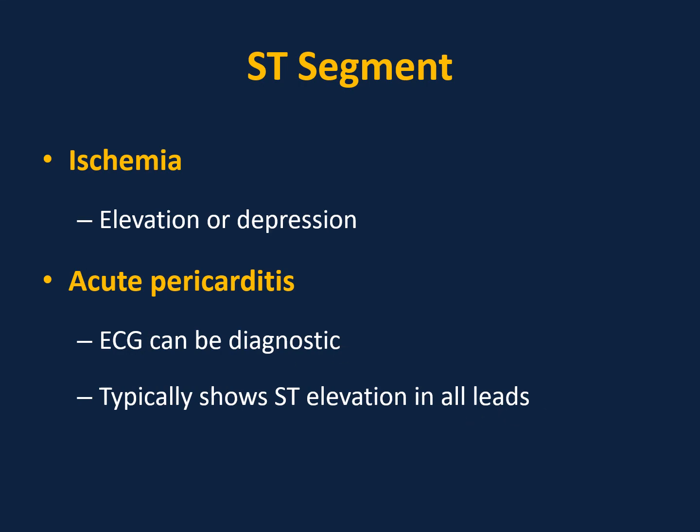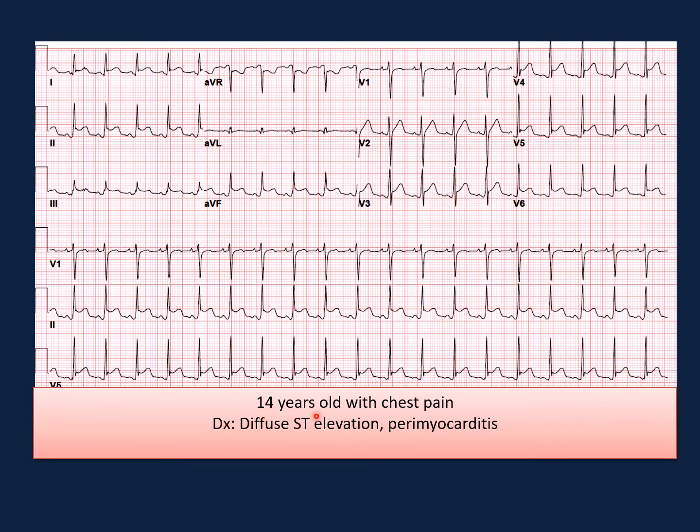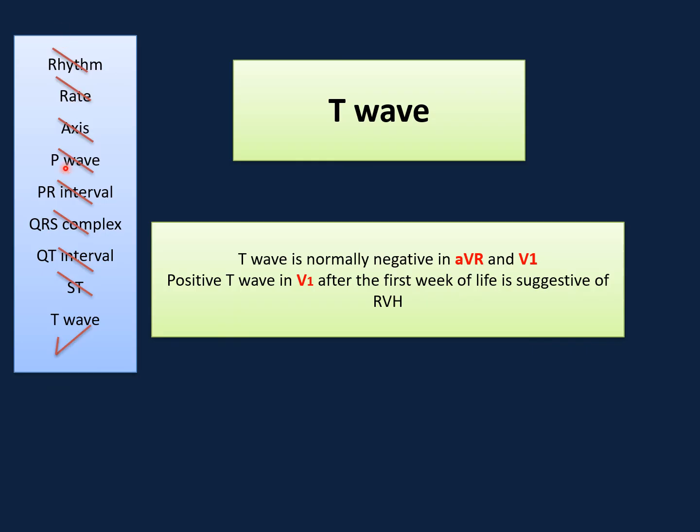This is diagnostic. This is an ECG for a 14 years old with a chest pain. If you look at the ST segment here, if you compare it to the TP segment from the end of the T to the beginning of the P, it is elevated in all leads as you see here. Elevation of ST segment in all leads, this is perimyocarditis.